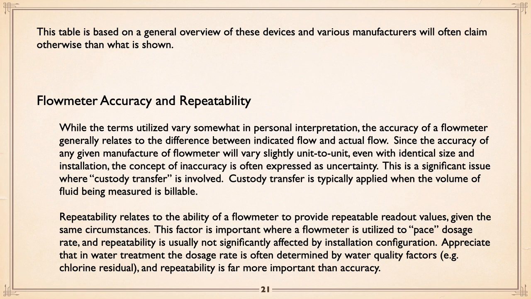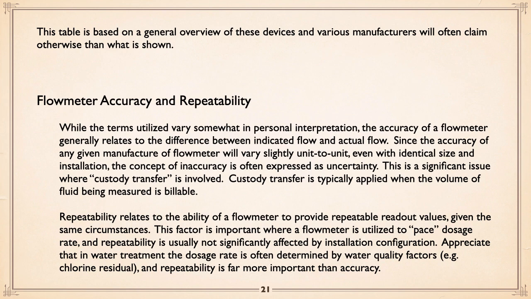Repeatability is slightly different. That comes down to the ability of a flow meter to provide a repeatable readout, even given the same circumstances. It's a factor important where flow meters are used to pace dosage rate, like chlorine or whatever, and repeatability is usually not significantly affected by installation configurations. Appreciate in water treatment, dosage rate is often determined by other factors. So repeatability, you're going to play games with the dosage rate, but you want to ensure that if I've got a certain flow rate, I'm applying the chemical as needed. So with dosing, repeatability is more important than actual accuracy.